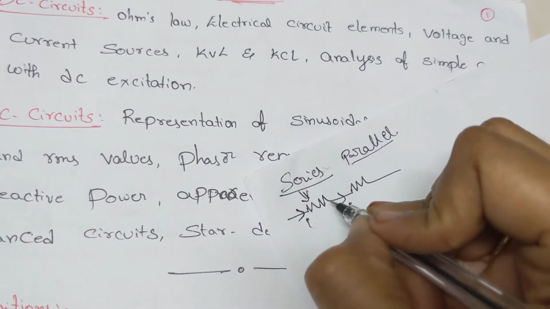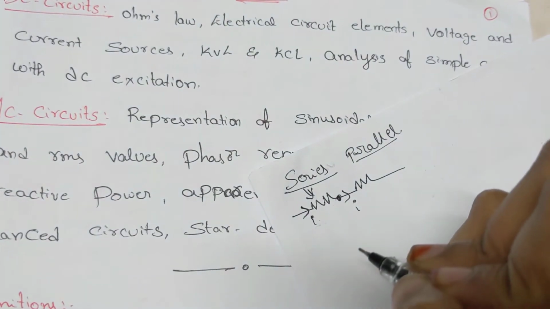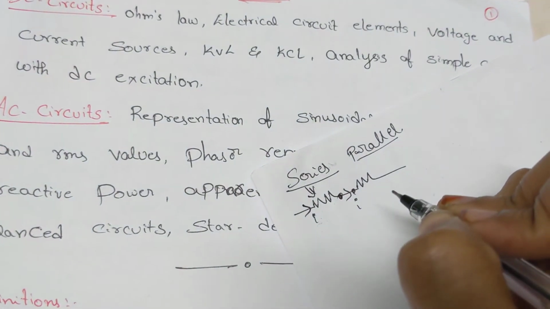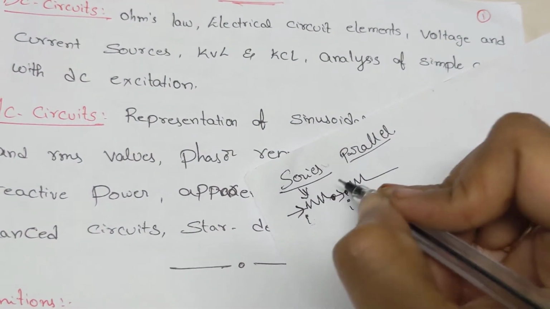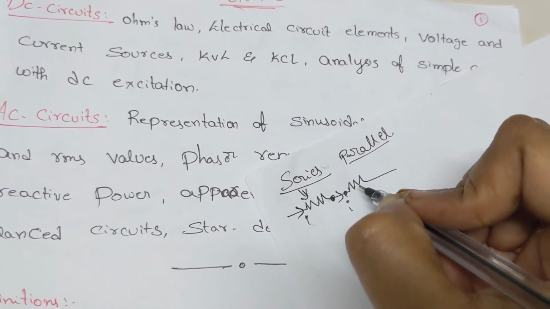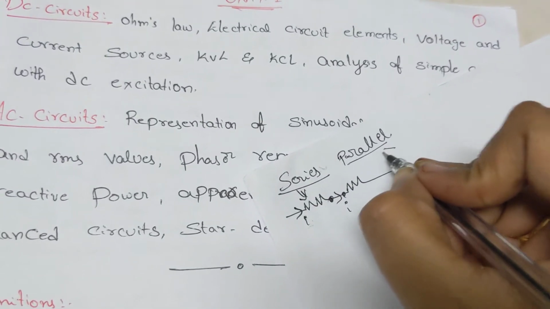Or otherwise, the end terminal, or negative terminal, of the first element is the same as the starting terminal, that is the positive terminal, of the second element. So the ending terminal of the first element is the same as the starting terminal of the second element for series.